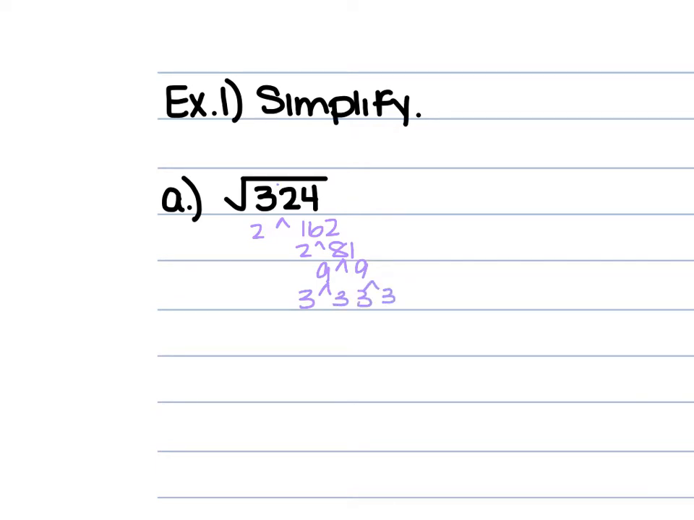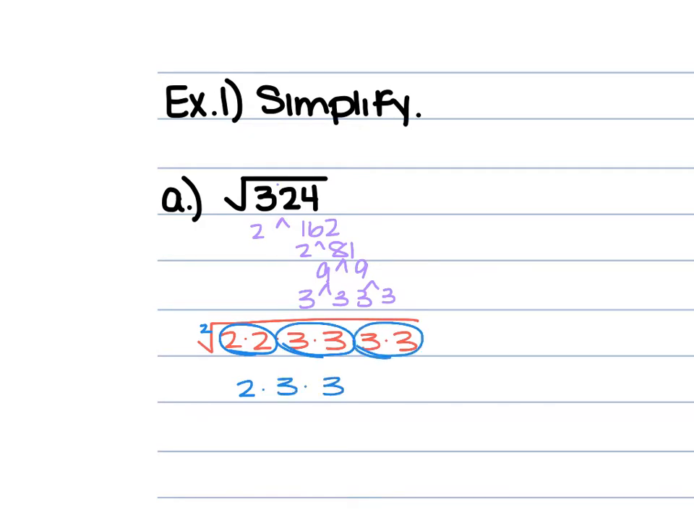So this is also the square root of 2 times 2 times 3 times 3 times 3 times 3. We're dealing with groups of 2. So we pull a 2 out, we pull a 3 out, and another 3. So 2 times 3 is 6. 6 times 3 is 18. So this one is a rational square root.